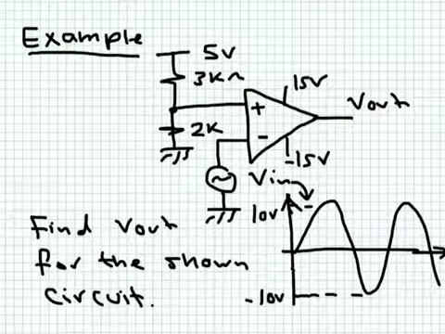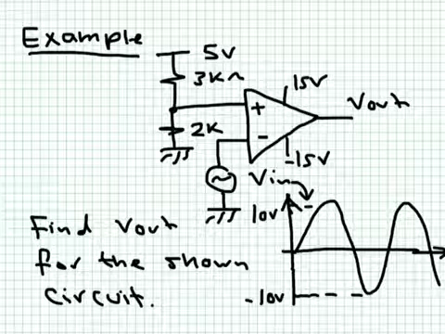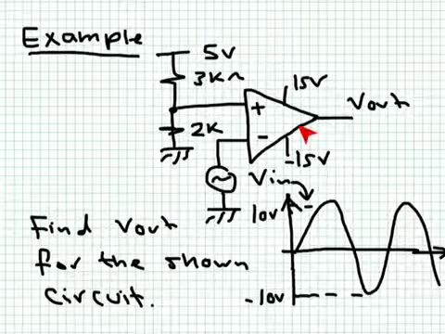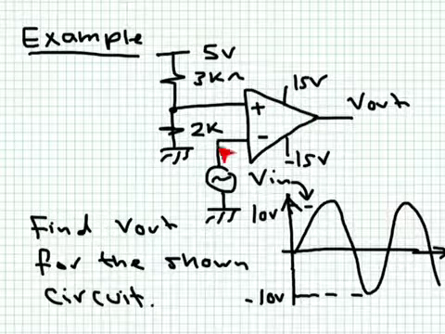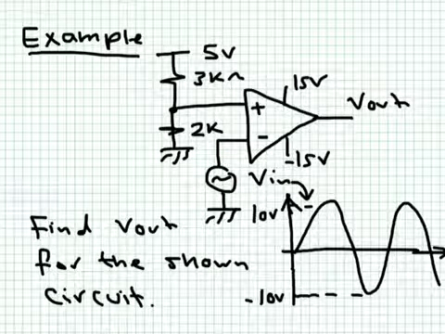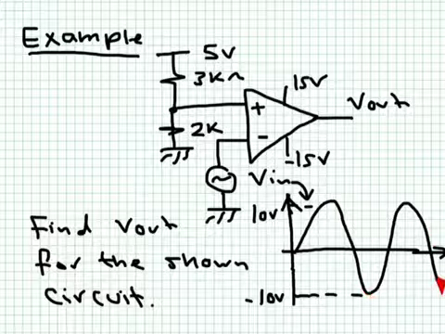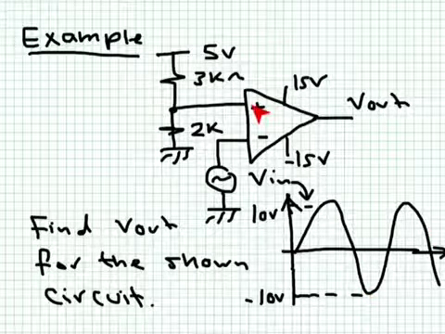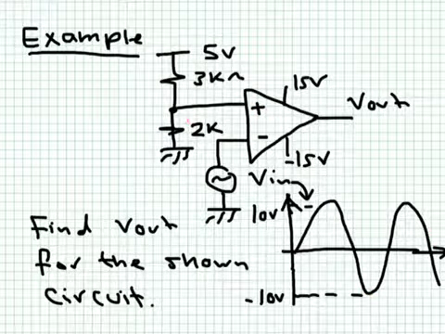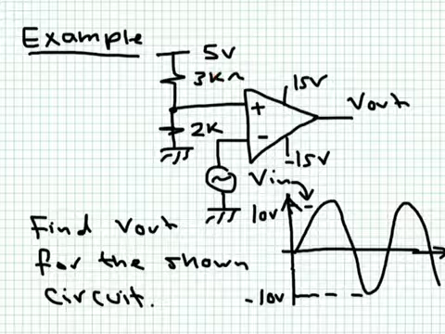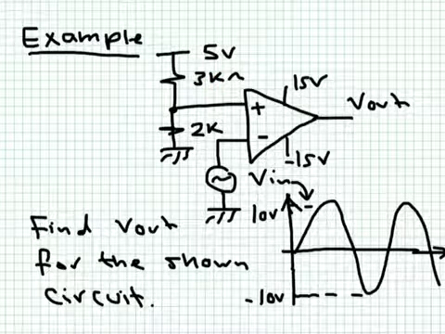Okay, let's take a look at this example. We have here a comparator circuit. We have the op-amp, and we have the supply and the input voltage, and the input voltage is a sinusoidal waveform. It's oscillating between 10 and minus 10. The positive terminal is connected to this voltage divider. The voltage here is 5 volts, and this is 3 kilo ohm and 2 kilo ohm.